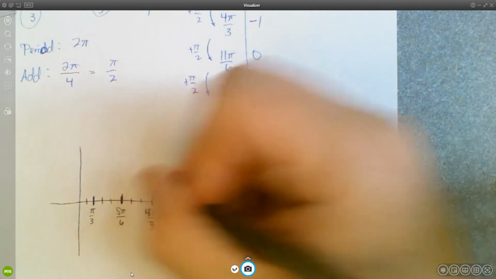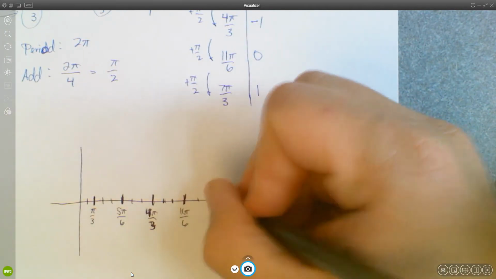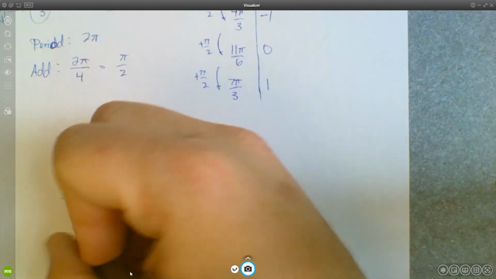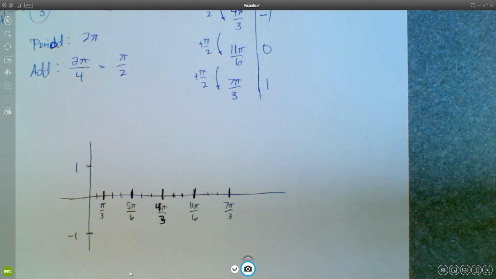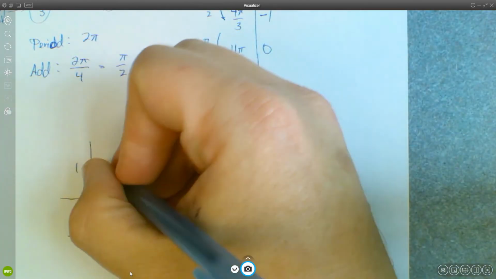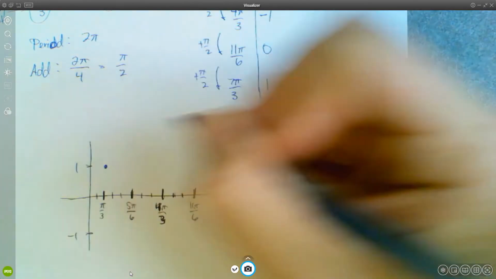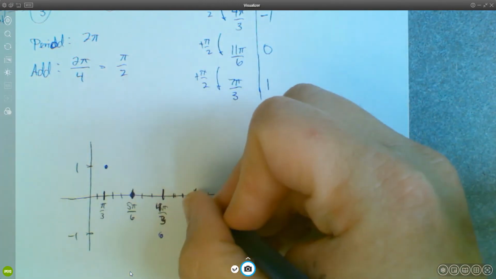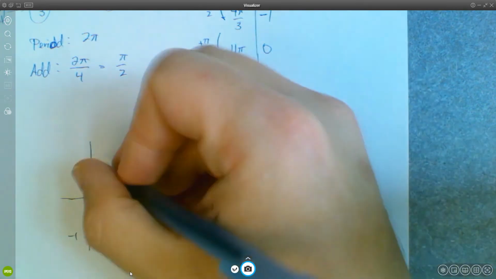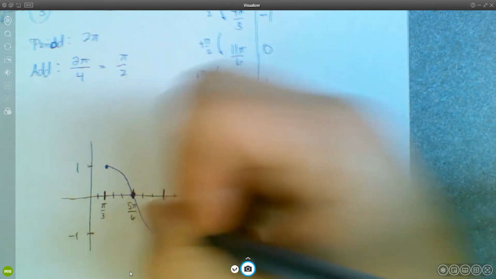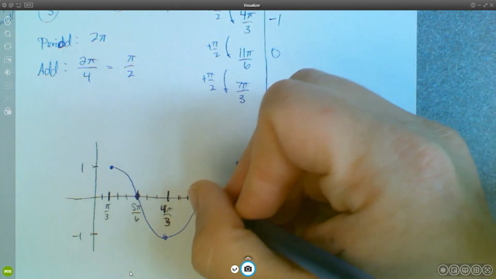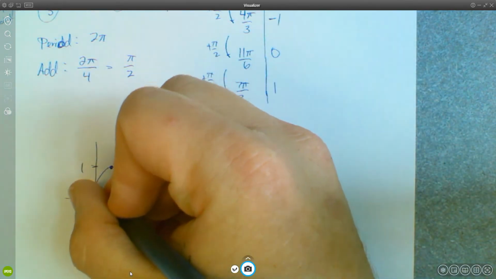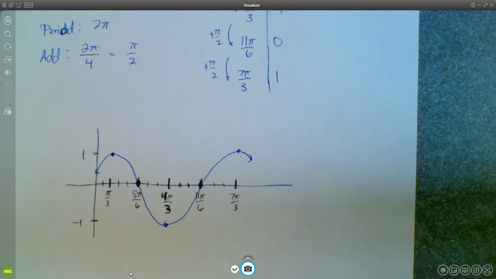Anyway, these were the important ones that I'm making bigger. Those are our 5 main points. So we're starting up here at pi over 3, 1, and then 0, negative 1, 0, and 1. Okay, so that's what that looks like.